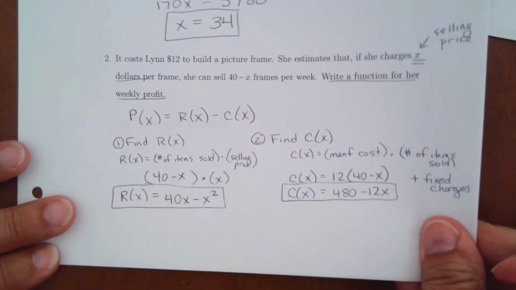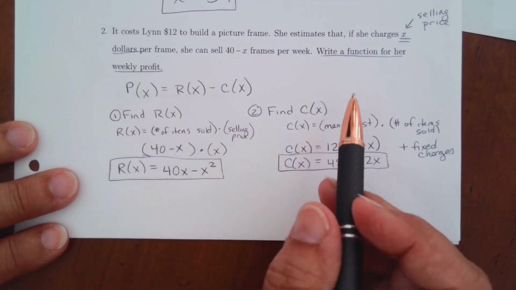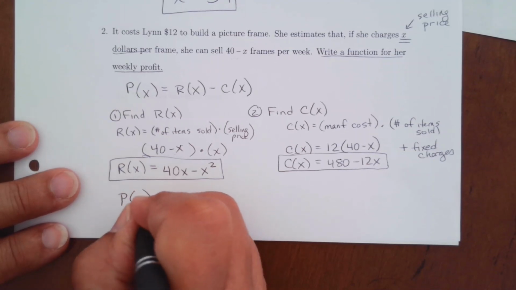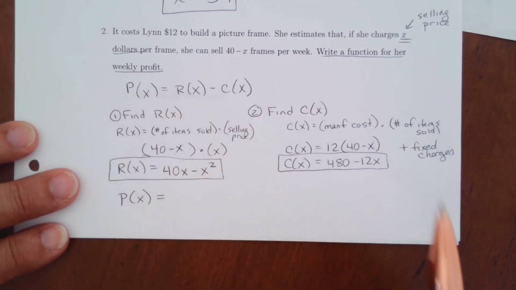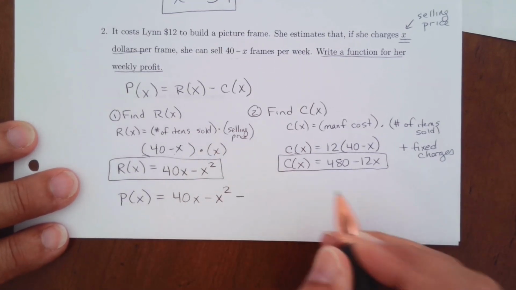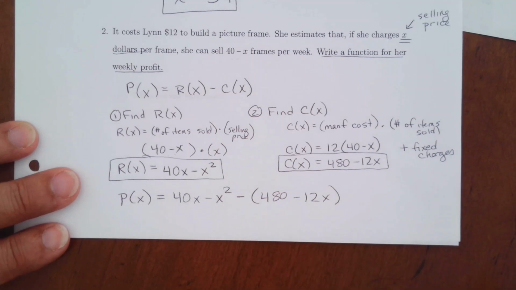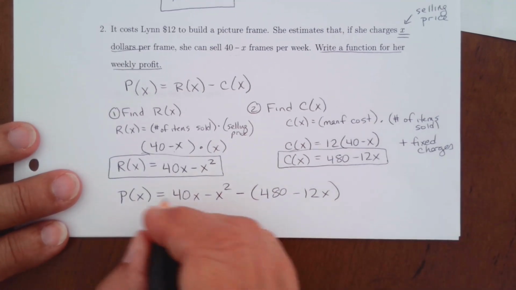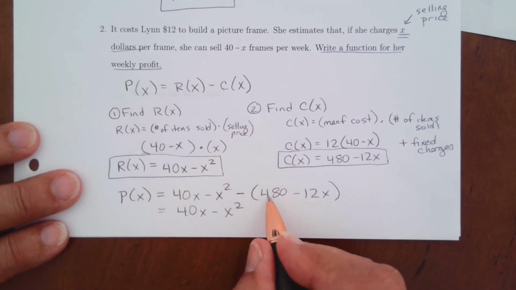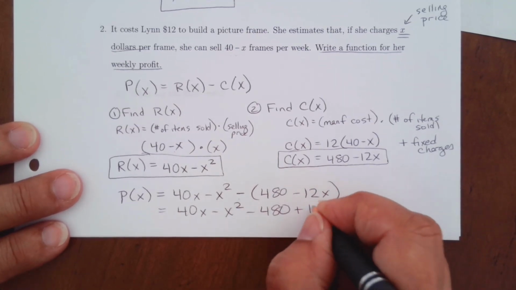Now that I have R of X and C of X, I can find my profit. Write the function for her weekly profit. So P of X equals R of X minus C of X. So R of X minus, and remember this goes in parentheses because you're going to have to distribute that minus sign. So that gives me 40x minus x squared. Negative 1 times 480 is negative 480. Negative 1 times negative 12x is positive 12x.